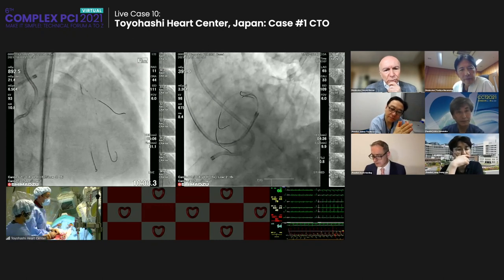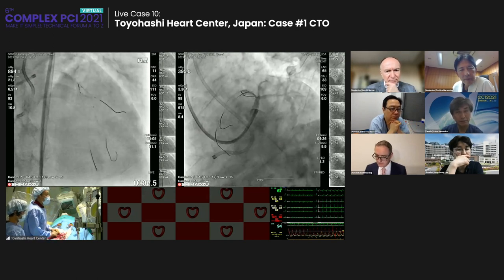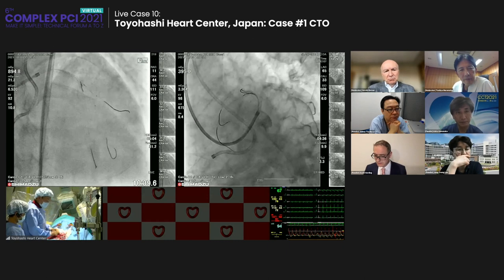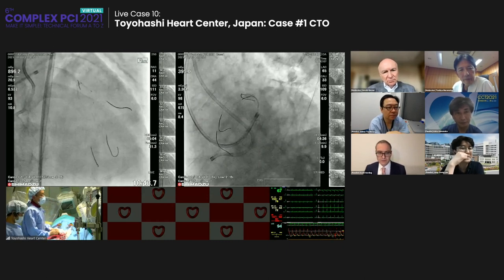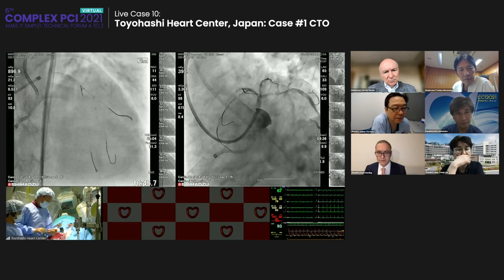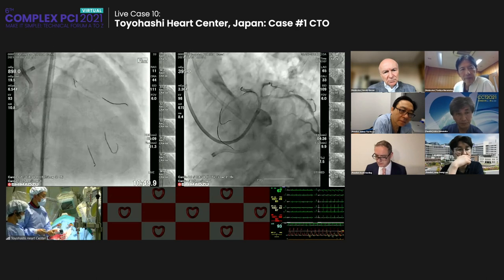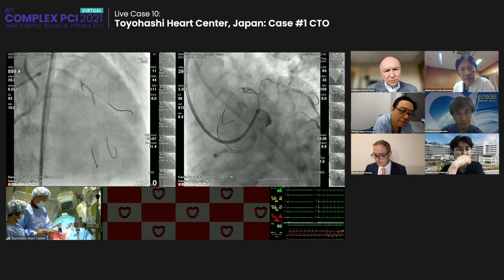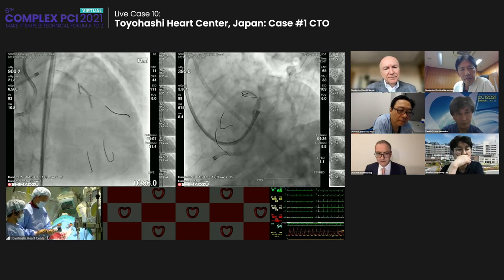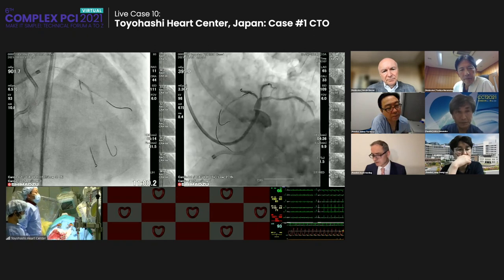So you have two 2.0 balloons? Two and 1.5. Okay. 1.5 with a central marker? Okay. Yes, sure. I will try a long inflation.